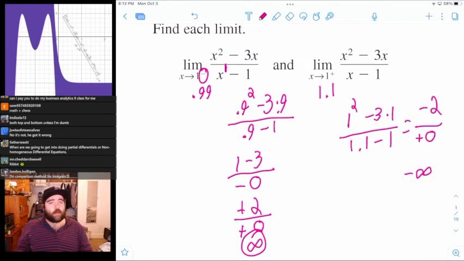So notice that these are kind of weird because we never really plugged in those numbers. It's like we really plugged in 1, but we just thought about if it was right below 1 or right above 1. But that works out. That's what you have to do. And you get your positive infinity and negative infinity.